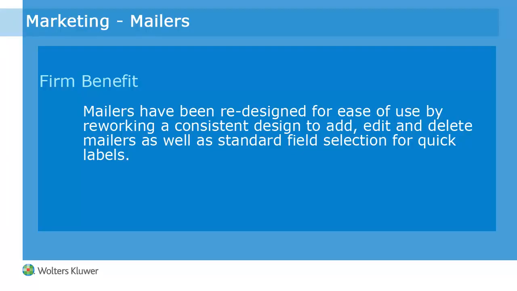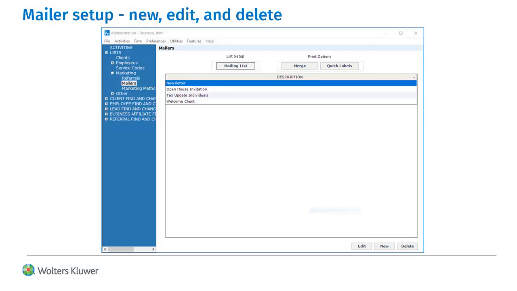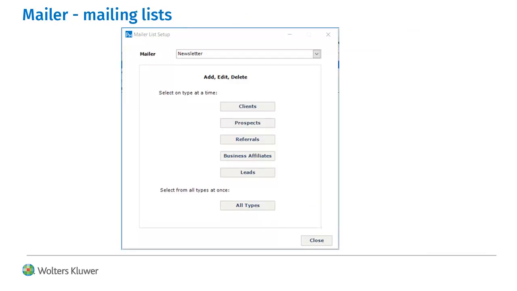Mailers have been redesigned for ease of use by reworking a consistent design to add, edit and delete mailers as well as standard field selection for quick labels. Setting up mailers now conforms to the setup of other list items. Options for mailing lists, merge and quick labels move the user to pop-up forms. Mailing lists are now on a separate form that is more intuitive for the user.